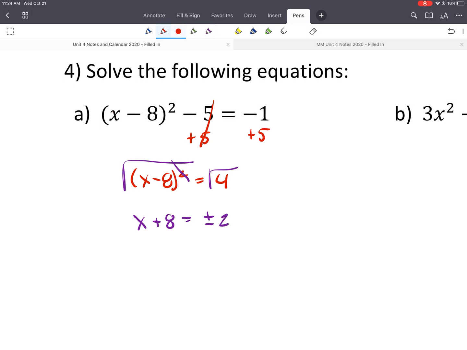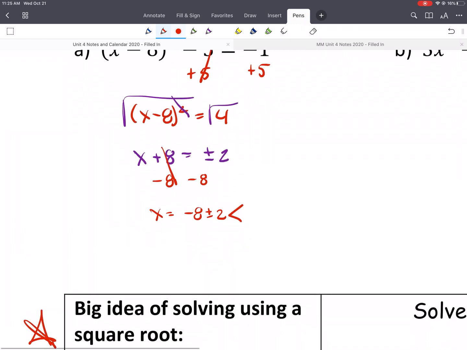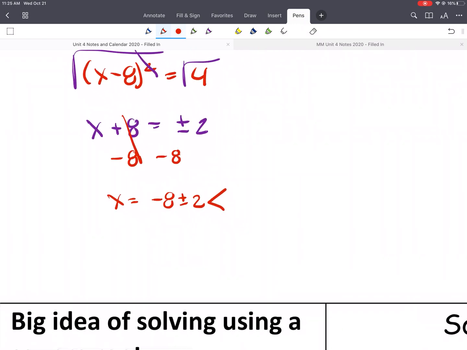And then the last thing, like the best friend of x, is going to be the 8. So we'll add 8 to both sides, and we'll end up getting x is equal to 8 plus or minus 2. Okay, and I'm going to require that you simplify as far as you can. So here we'd want to do 8 plus 2, and that gives you 10. And then you'll do 8 minus 2, which gives you 6. So our solution is going to be 10, comma, 6.